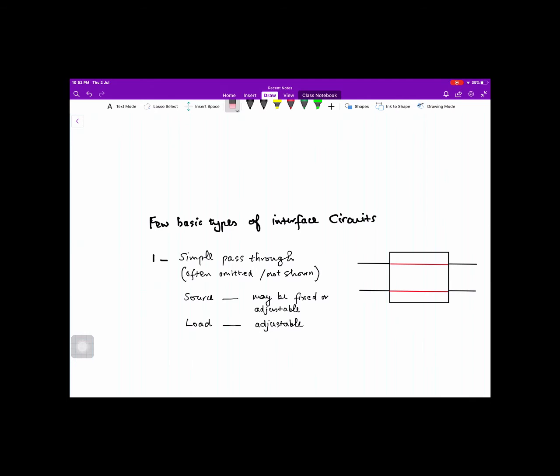But due to the scope of our course, circuit analysis, which is offered in second semester to the students of electrical engineering, we will discuss only a few basic types of interface circuits. So type number 1 is known as the simple pass-through interface, and it is often omitted or not shown, because in this interface, inside the box, you will see no component, no element in it. Simply the input is connected to the output.